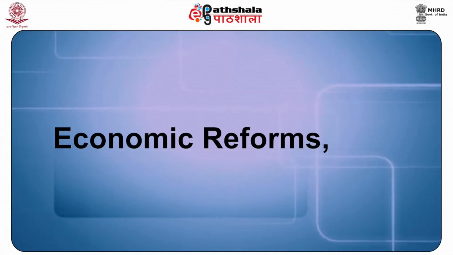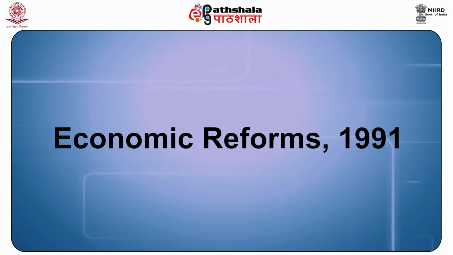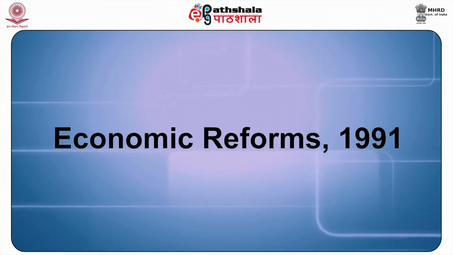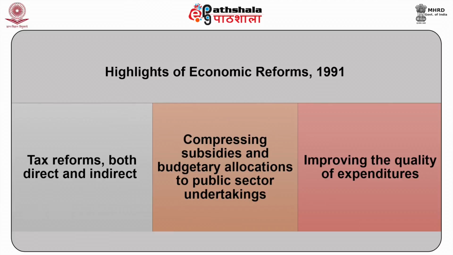Next, we will discuss the highlights of economic reforms 1991. The roadmap laid out for the fiscal reforms in 1991 stressed on three broad areas. Firstly, tax reforms, both direct and indirect. Secondly, compressing subsidies and budgetary allocation to public sector undertakings.